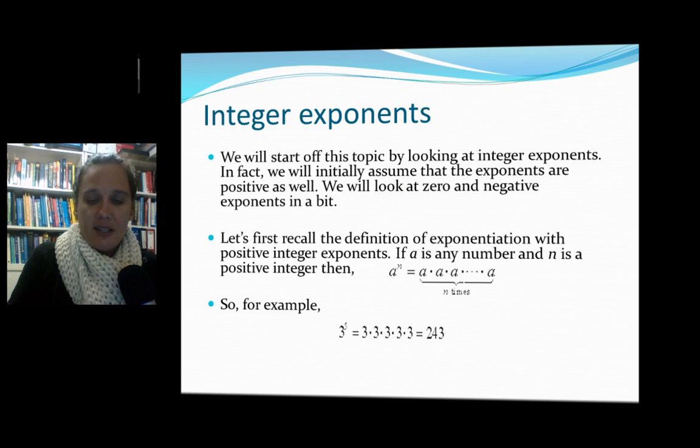Looking at our integers, we have a to the power of n. We have a times a times a, n times. So 3 to the power of 5, we have 3 five times here.